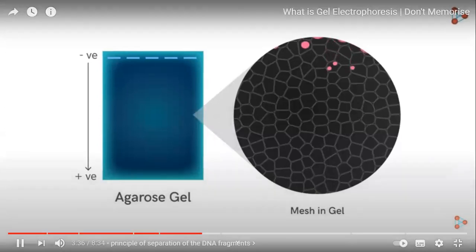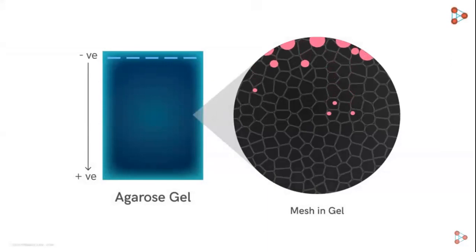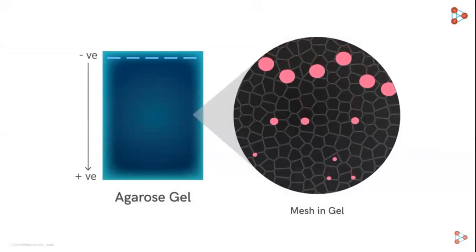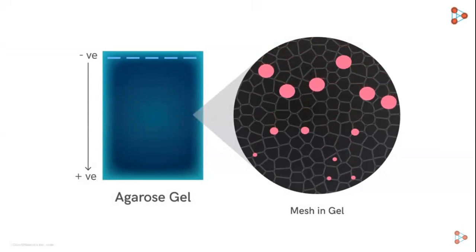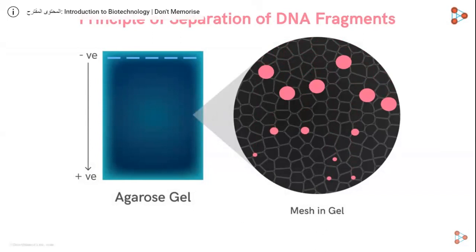Pass through these pores? It's obvious that the small size fragments will escape the pores faster, while the larger fragments will find it difficult to come out. They will take a lot of time to cross the smaller pores and thus will lag behind. This is how we can understand the principle of separation of the DNA fragments based on their sizes. Now let's see how the procedure works.